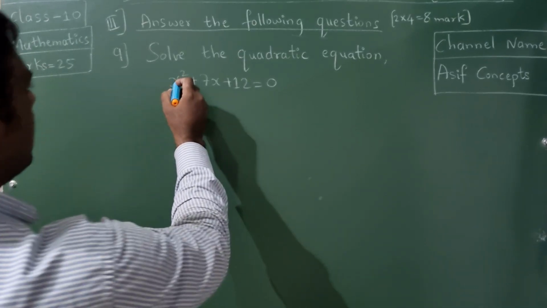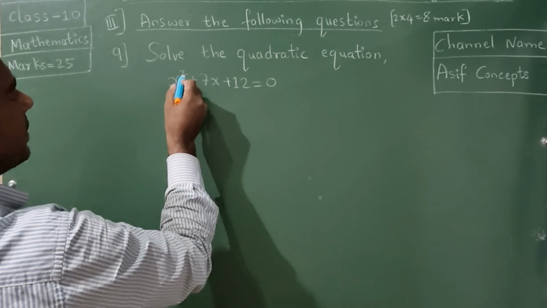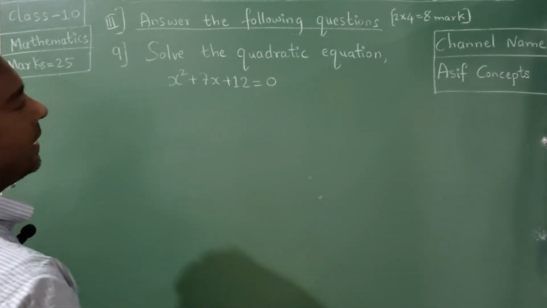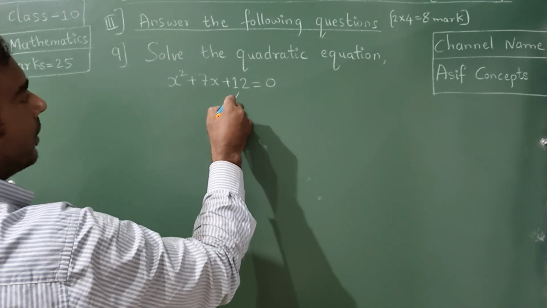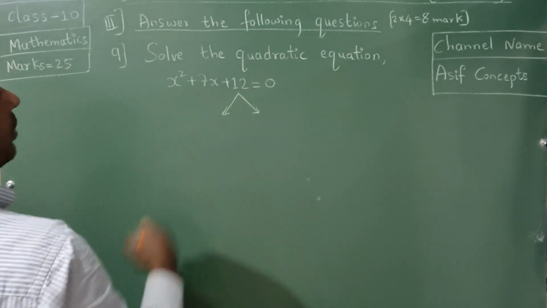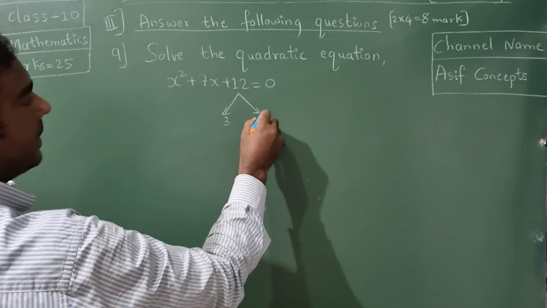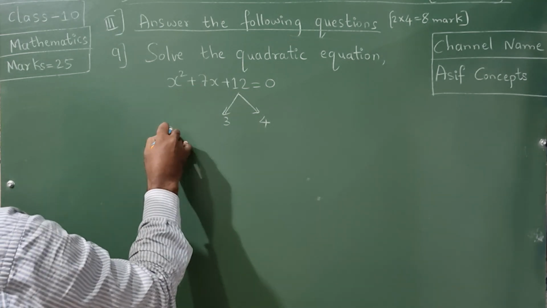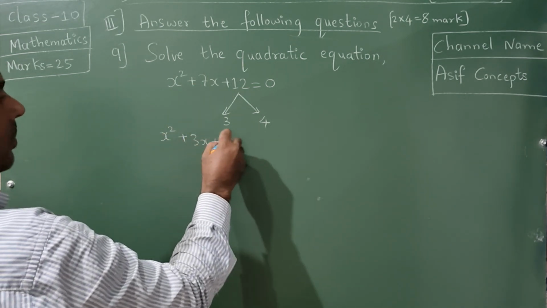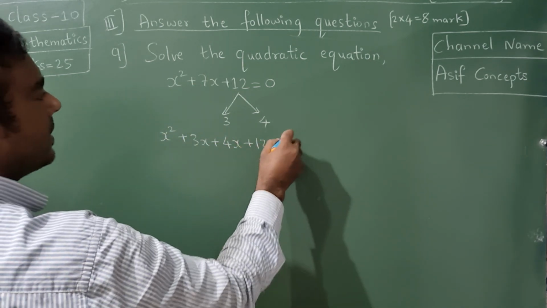So ninth question is, solve the quadratic equation x square plus 7x plus 12 is equal to 0. Now tell me two numbers. If you multiply you must get 12, and if you add you must get 7. So the numbers are 3 and 4. So what I am going to write here, x square plus 3x plus 4x plus 12 is equal to 0.